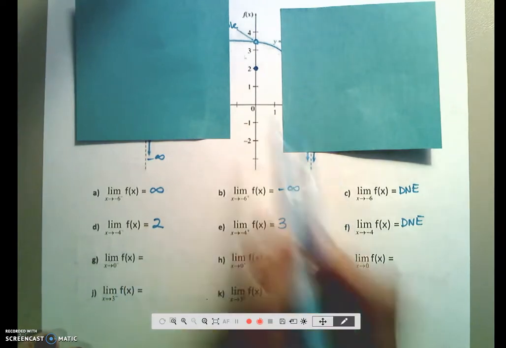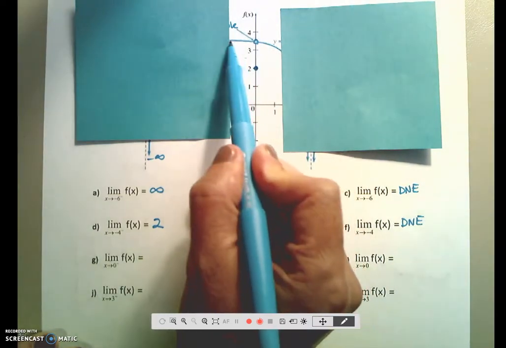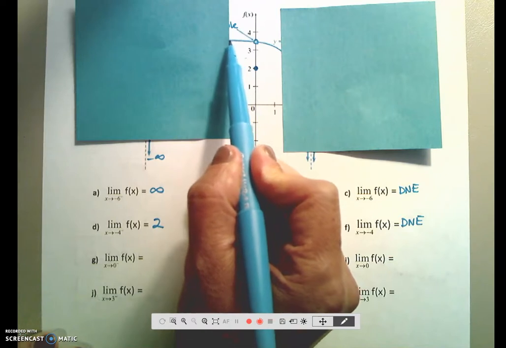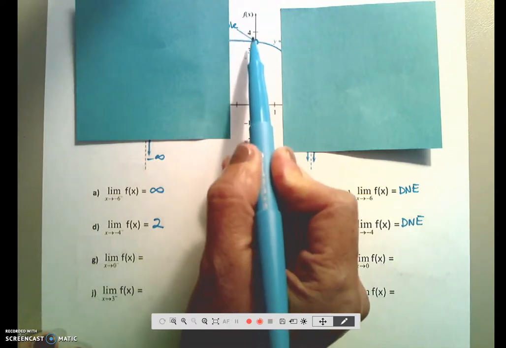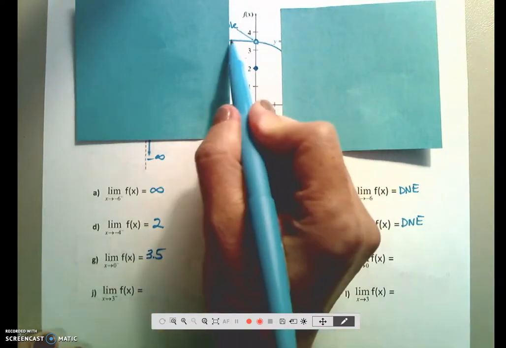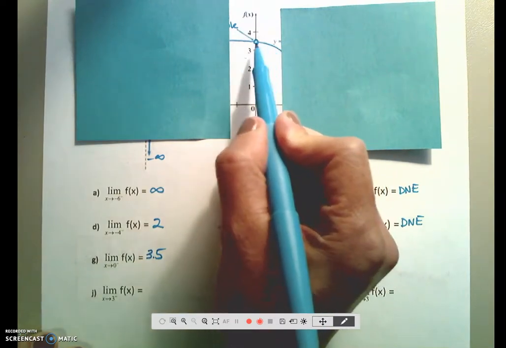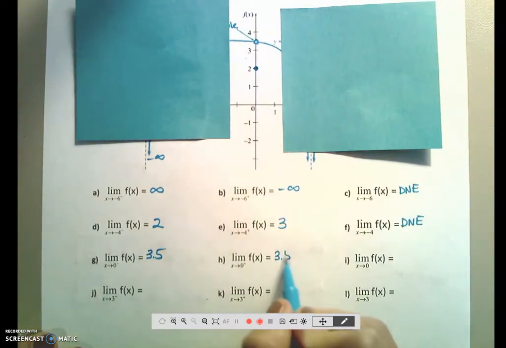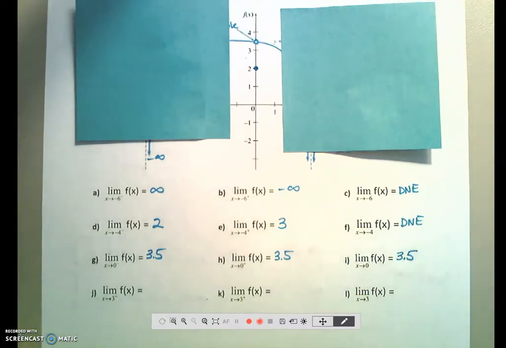Okay, if I want to approach 0 from the left side, if I want to get closer and closer to 0, I have to travel this road. And where is that road taking me? It's taking me right to that hole. That hole is at about, we're going to call it 3.5. The left side's taking me to the hole. Where's the right side taking me? To the hole. Do they agree? Yes, they do. The overall limit is 3.5.